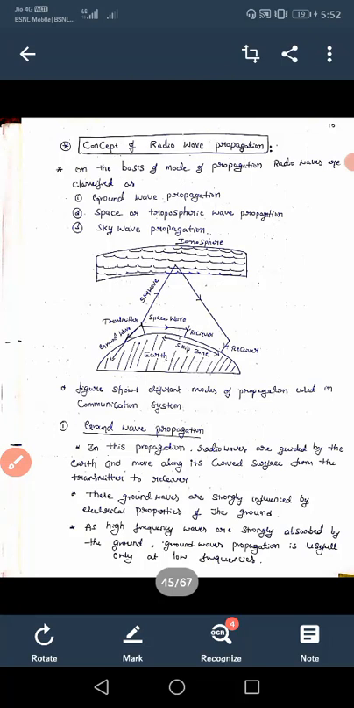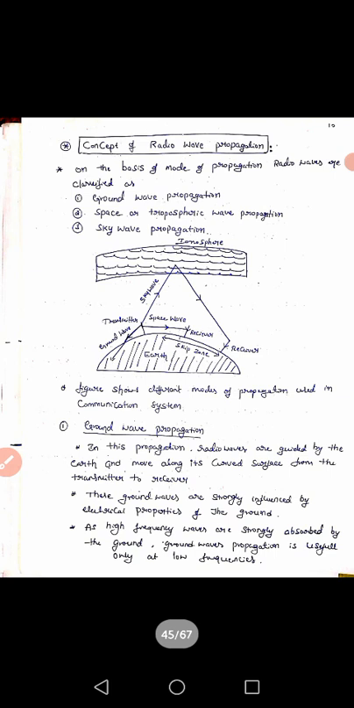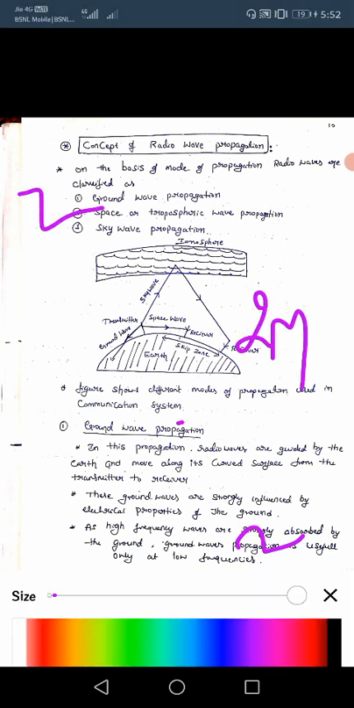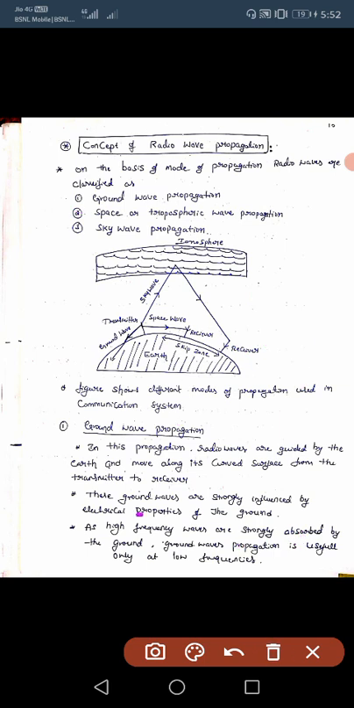Next is 8A, explain the 3 different modes of propagation of electromagnetic waves. So here this is the answer: concept of radio wave propagation, ground wave, space wave, sky wave. So your answer must look like this. How many marks have they given? 8 marks. Very important question here. I was expecting 6 marks for this, but it has got 8 marks.